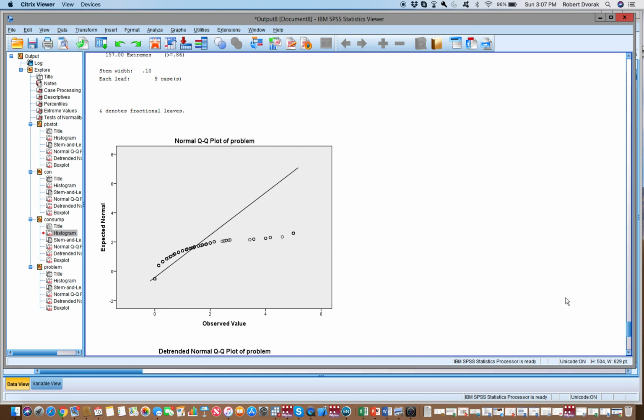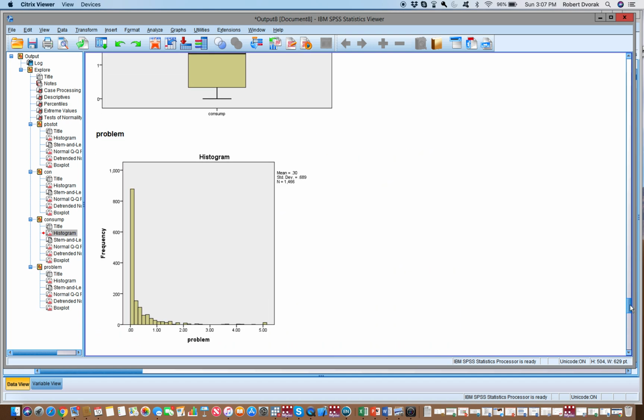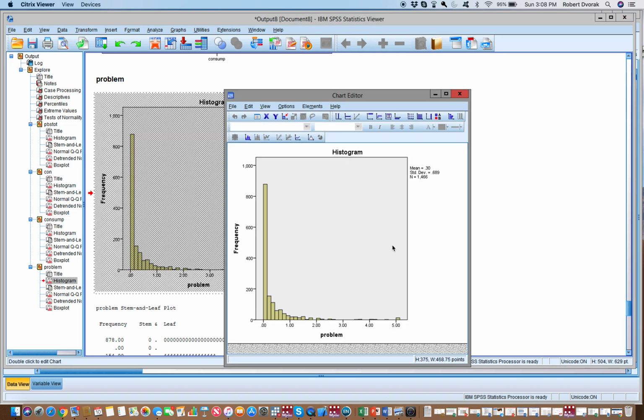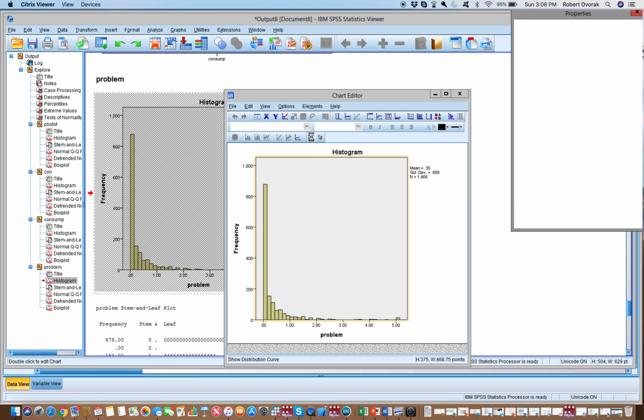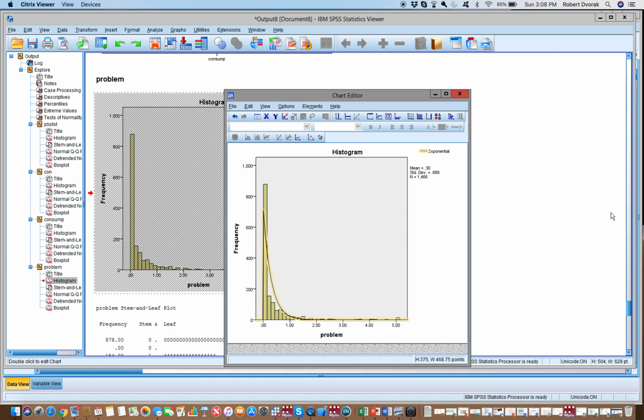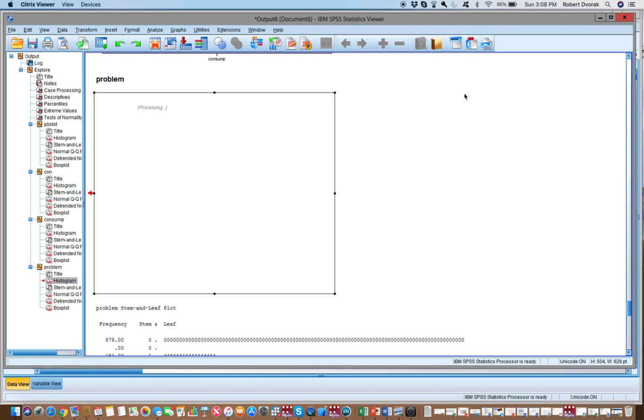This is problematic. This is our problems variable. You can see it is strongly skewed, strongly kurtotic. It certainly doesn't fit a normal distribution if you try and plug a normal distribution on there. In fact, it seems to fit far better an exponential distribution, right? And there are ways to handle exponential distributions. And we will talk about that in a few weeks.